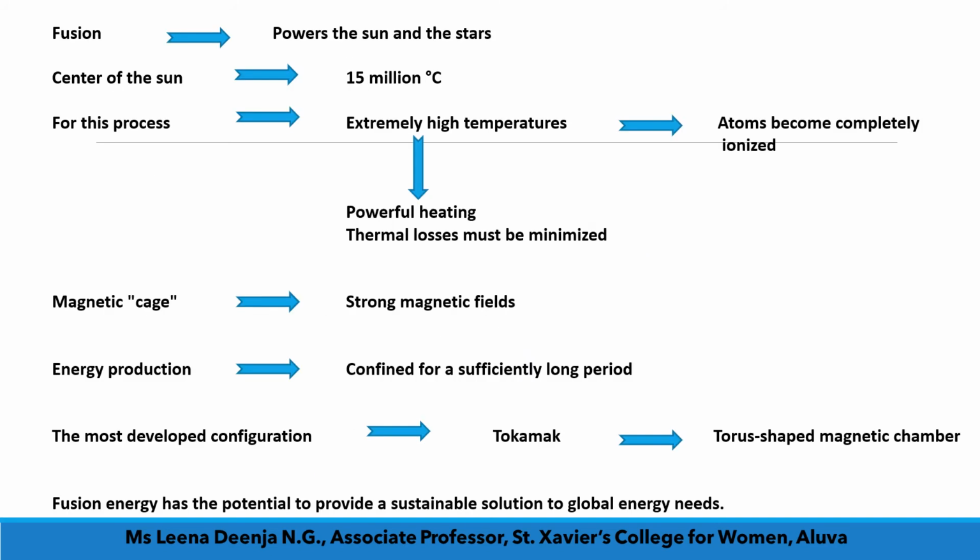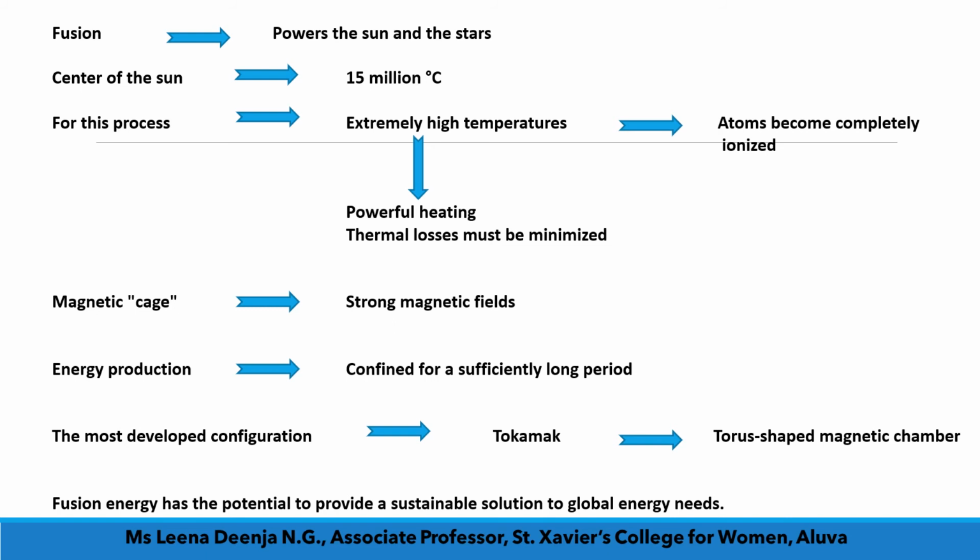Fusion is the process which powers the sun and the stars. The temperature at the center of the sun is about 15 million degrees Celsius. In order to replicate this process on Earth, gases need to be heated to extremely high temperatures where atoms become completely ionized. Scientists have developed devices which can produce temperatures more than 10 times higher than that in the sun.